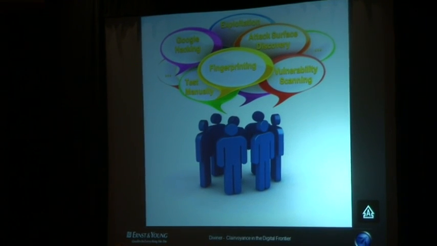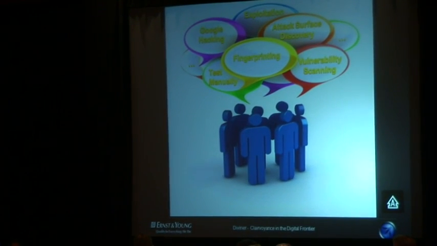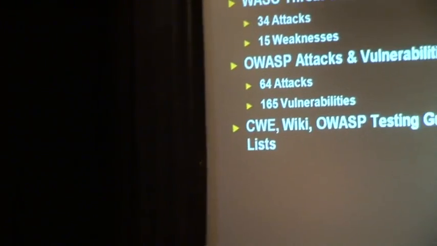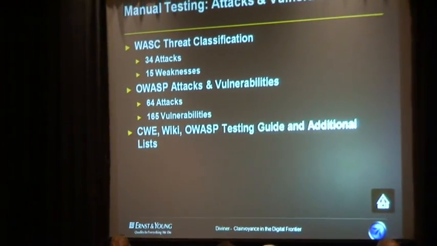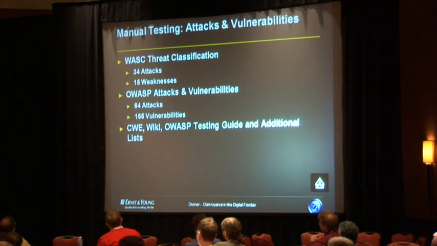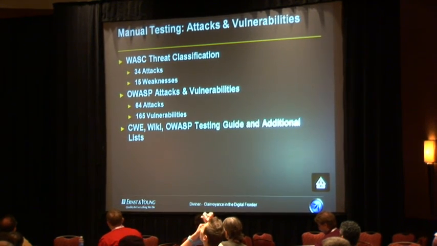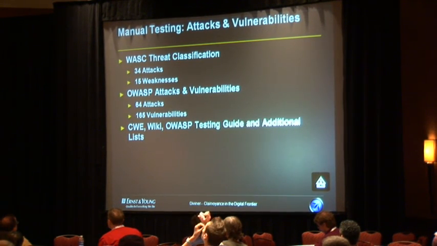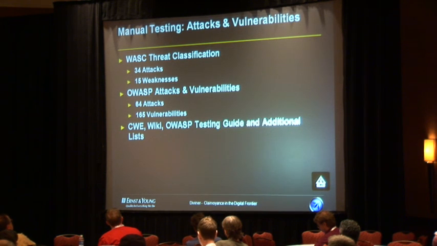So eventually, when we get to the manual penetration testing phase, there are still plenty of tasks that we need to perform, and plenty of attacks that we need to test in each and every section of the application. How many attacks? Well, it depends. According to the OWASP attacks and vulnerabilities list, probably the biggest list on the internet, there are at least 64 different types of attacks and at least 165 different vulnerabilities. According to OWASP, there are 34 different types of attacks and 15 weaknesses.